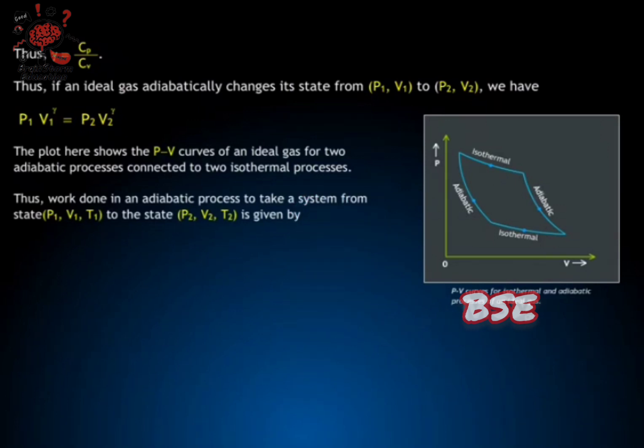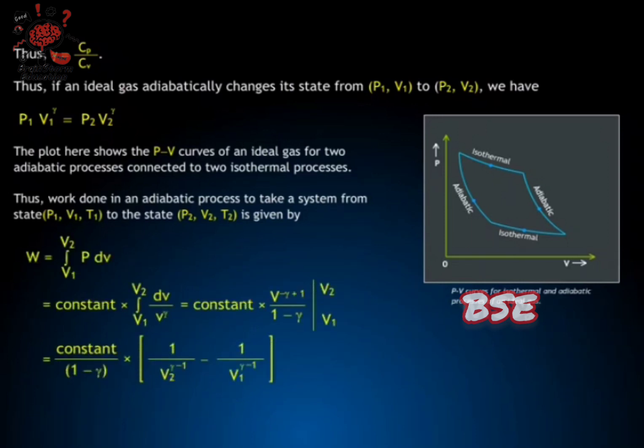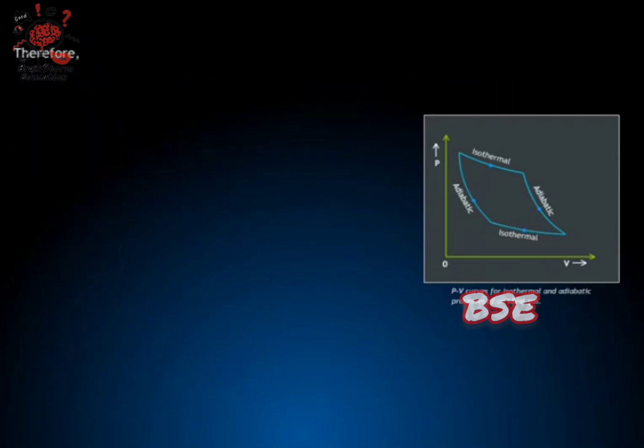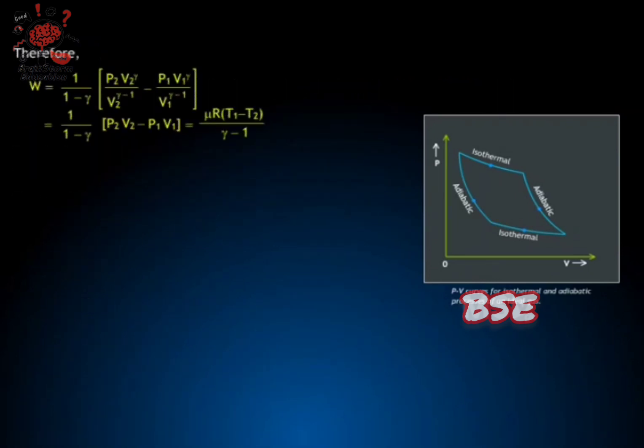to the state P2 V2 T2 is given by W is equal to the integral of P dV from V1 to V2. This equals constant times integral of dV by V raised to gamma from V1 to V2. This equals constant times V raised to minus gamma plus 1 by 1 minus gamma from V1 to V2, which is equal to constant by 1 minus gamma into reciprocal of V2 raised to gamma minus 1 minus reciprocal of V1 raised to gamma minus 1. This constant may be P1 V1 raised to gamma or P2 V2 raised to gamma. Therefore, W is given by the following expression.